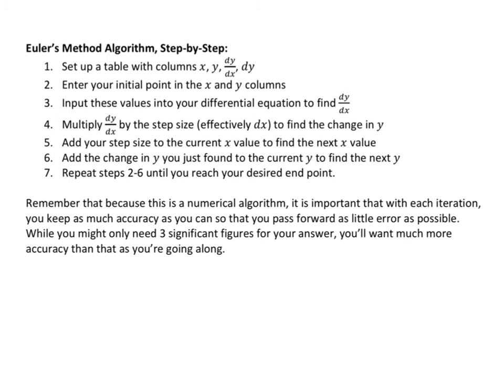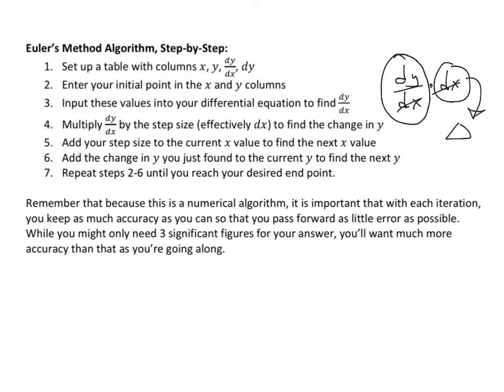Okay? And then steps 2 through 6 are basically our algorithm, the thing that we're going to repeat. You'll start by entering your initial point into the x and y columns. You'll take those x and y values and plug them into the differential equation to find out what the slope is at that point. Once you have that slope, you multiply it by the step size, which is basically dx, to find out what the change in y is going to be. By the way, to give you a sense for why that makes sense, you have a dy dx, a rise over run, and you multiply by dx, the change in x. I know these don't precisely cancel out, but the idea is that when you multiply a rate of change by the change in x, you get the change in y.